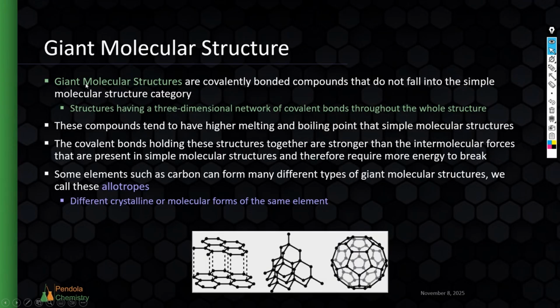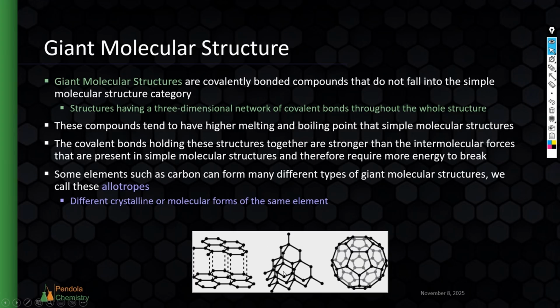On the other hand, we have giant molecular structures, and these are new to us. Giant molecular structures, unlike simple molecular structures, are held completely together by covalent bonds. Giant molecular structures are covalently bonded compounds that do not fall into the simple molecular structure category. They have giant three-dimensional networks of covalent bonds throughout the whole structure.